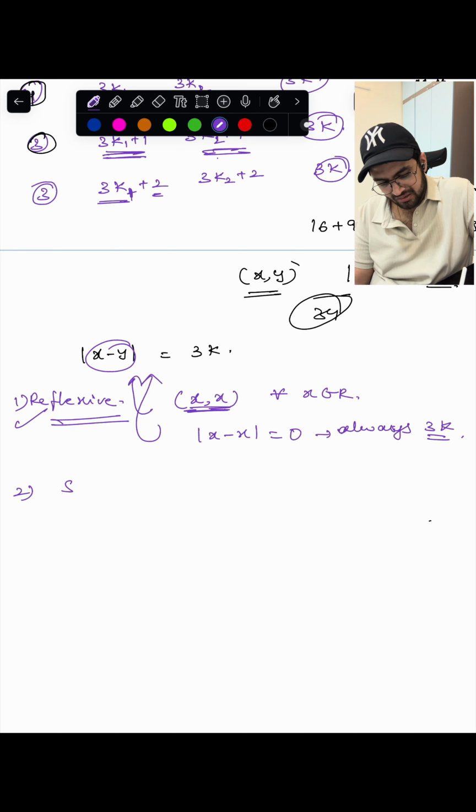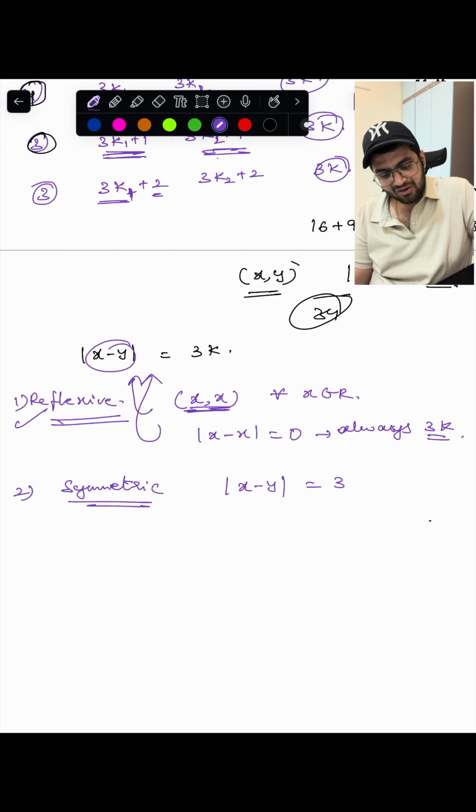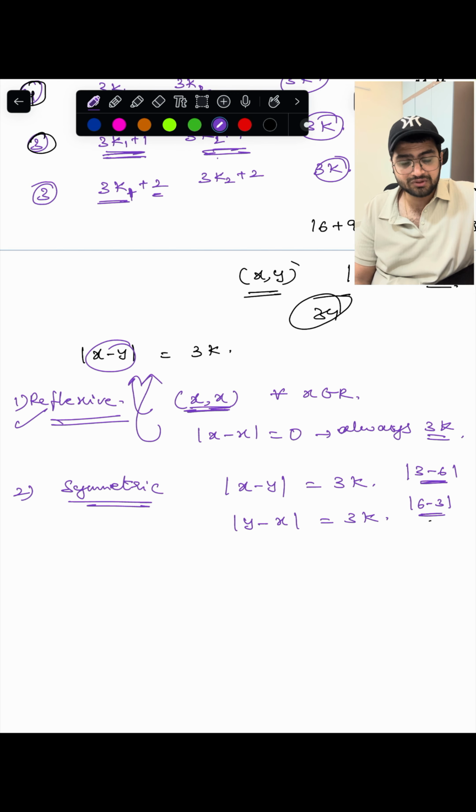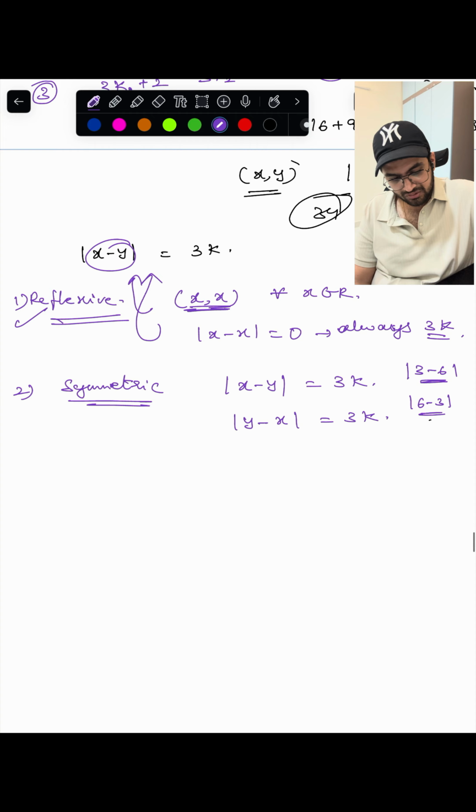Next, symmetric. So how to check symmetric? If mod of x minus y is a 3 multiple, obviously mod of y minus x is also a 3 multiple, right? Because 3 minus 6 is minus 3, and 6 minus 3 is 3. Both of them are 3 multiples only. Magnitude is 3 only, because we are considering the magnitude. So it is satisfying the symmetric relation also.